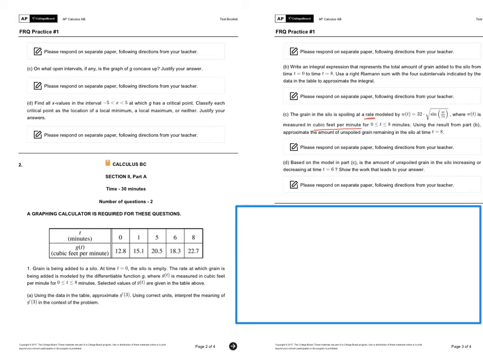Okay, so think to yourself, read it carefully, the amount of unspoiled. This is the amount that's spoiled. So your brain should think, well, I would have to figure out how much is in there, how much did we add in, and take out what part was spoiled. So the amount of unspoiled, this is part C, at t equals 8 is going to be what?